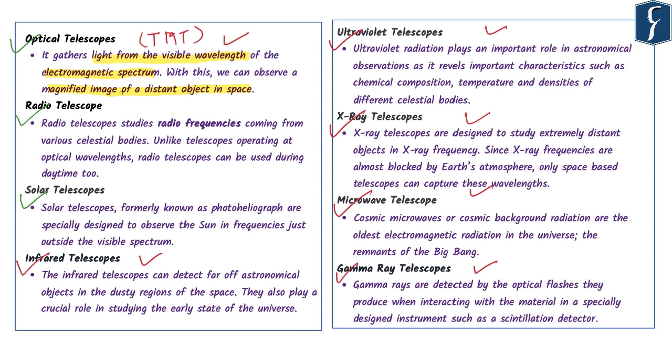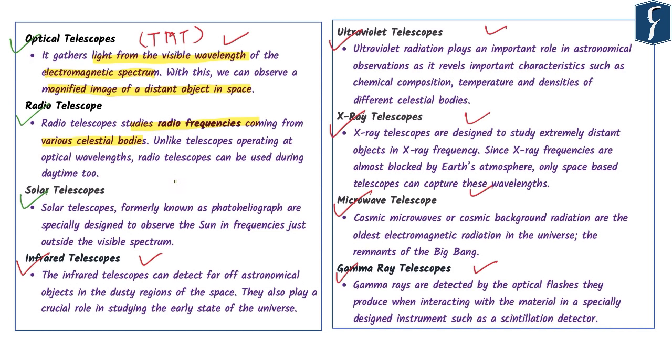Similar to the optical is the radio telescope as well. Radio telescopes study radio frequencies which are coming from various celestial bodies. At the same time, there is a difference between radio telescopes and optical telescopes. Now, it is important to understand that most optical telescopes operate during night time only because they are observing the faintest light at distant places.